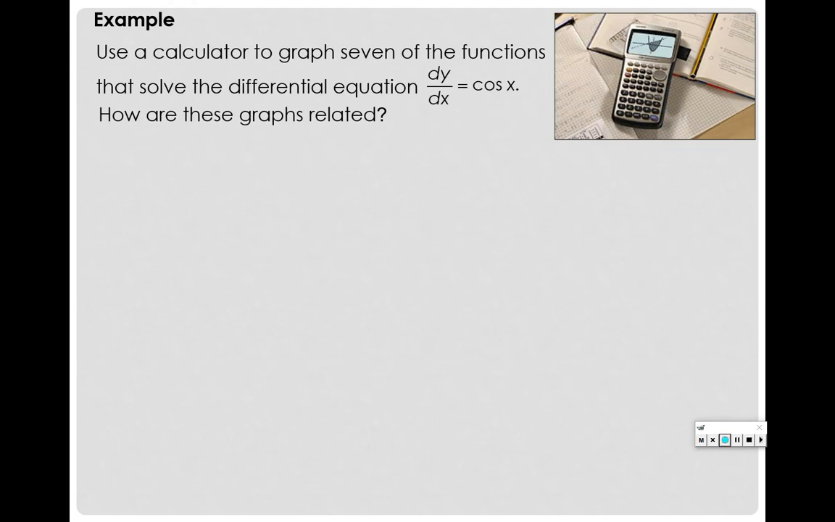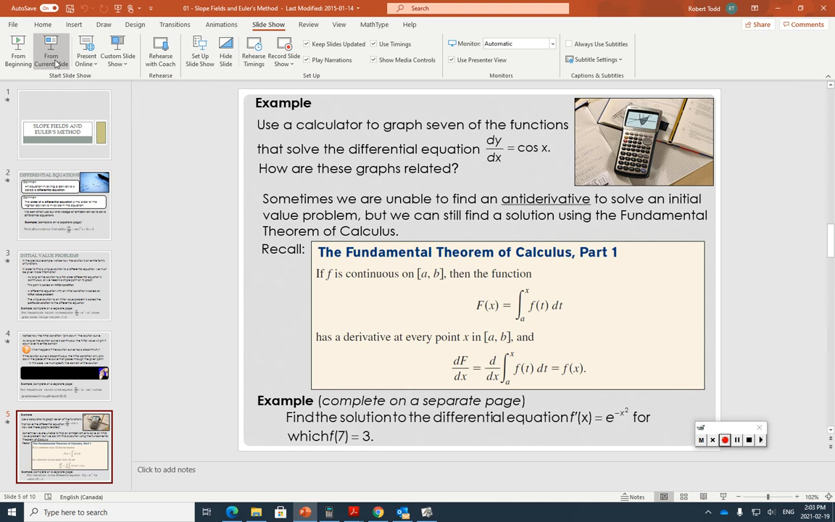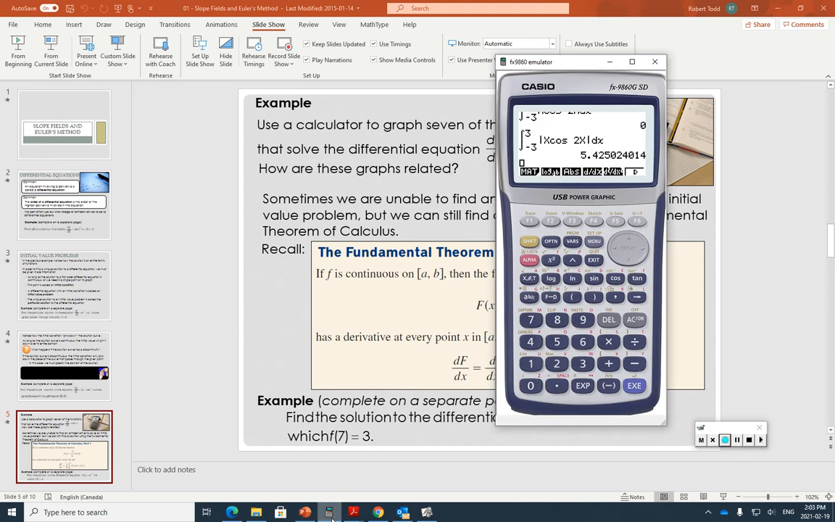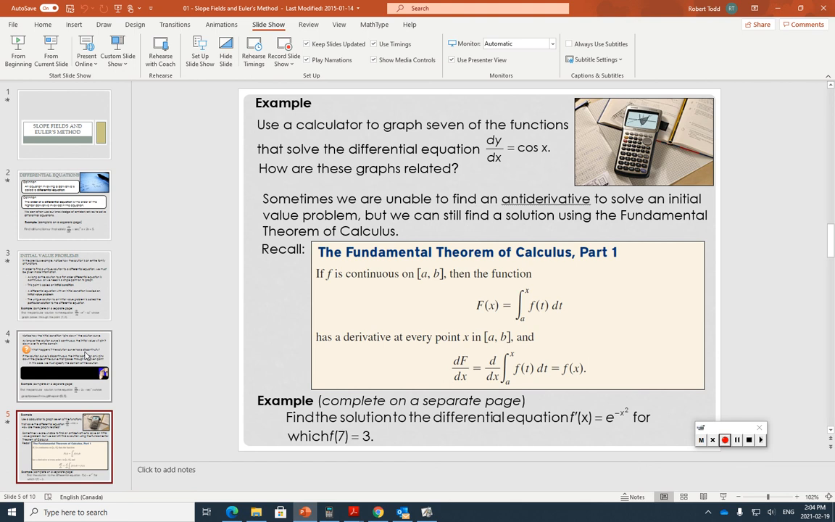Use a calculator to graph 7 of the functions that solve the differential equation dy by dx equals cos x. How are the graphs related? Calculator. Graph. Menu. 5 for graph. Back to the screen I'm looking for. Is this the right screen? Yeah, there it is. dy by dx equals cos x.